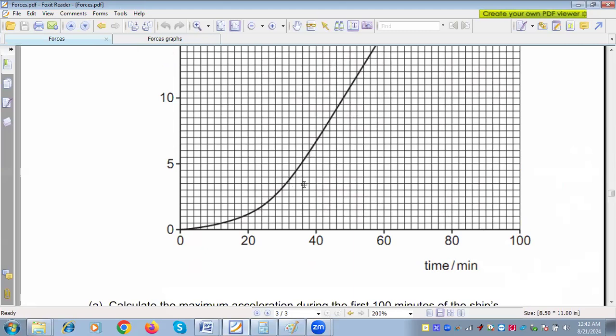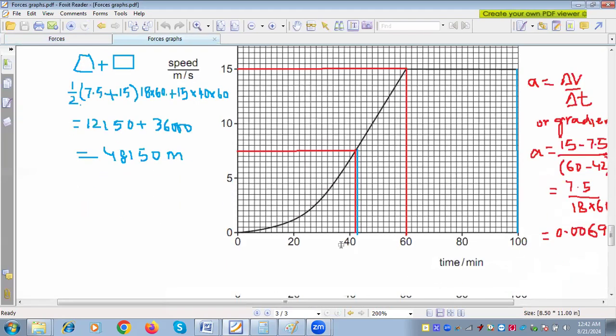So I will just show the working. Here, the time scale I have taken is: there are 10 divisions equal to 20 minutes. So one small division will be equal to 20 divided by 10, so one small division is 2. So it is 42, that is 42 minutes.